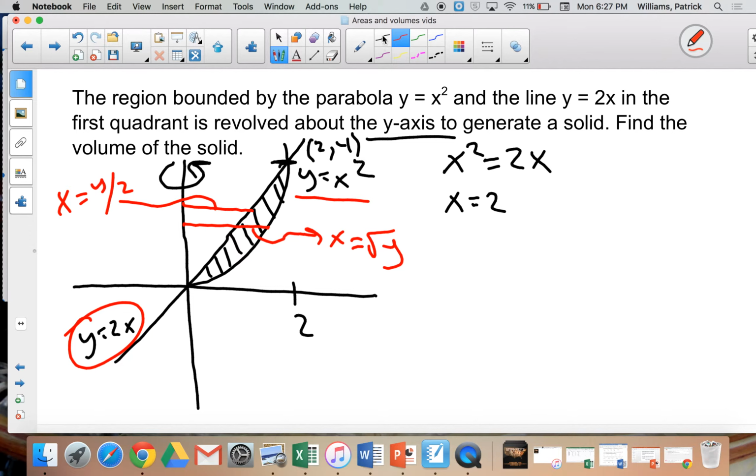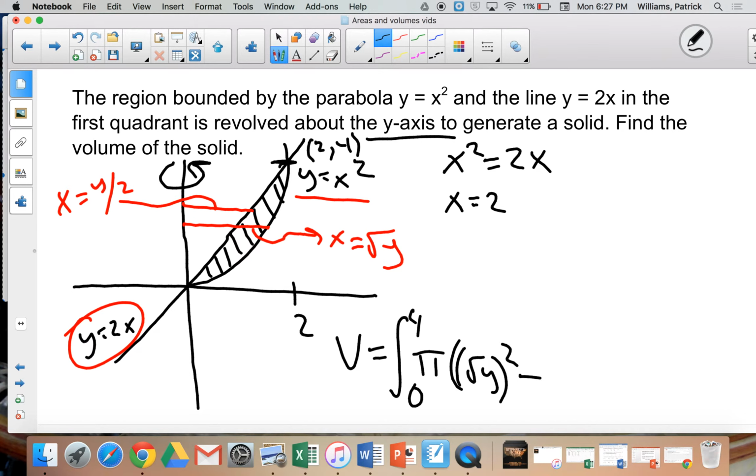And so now we just apply everything to our washer method formula. We get the volume will be the integral from 0 to 4. Remember, we're doing all y values here, not x values, of pi times our outer radius squared, square root of y squared, minus our inner radius squared, y over 2 squared, dy. And there we go. That's what we're looking for. That's our answer. So again, for practice, maybe try to solve that integral.